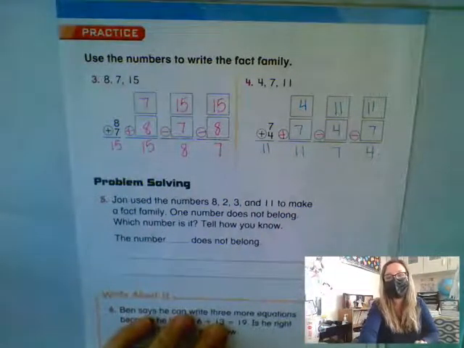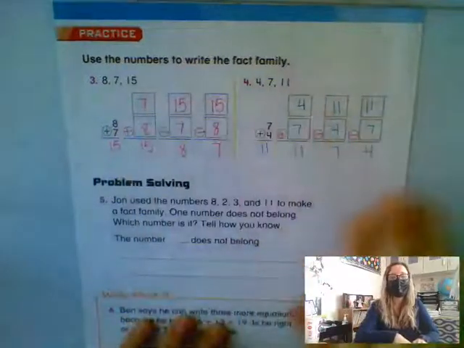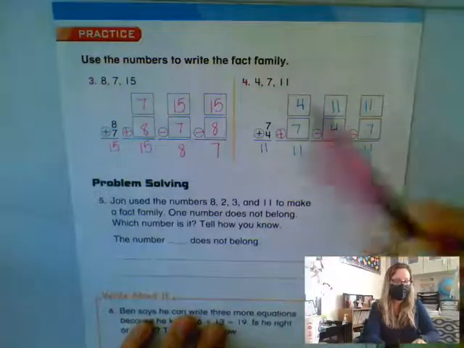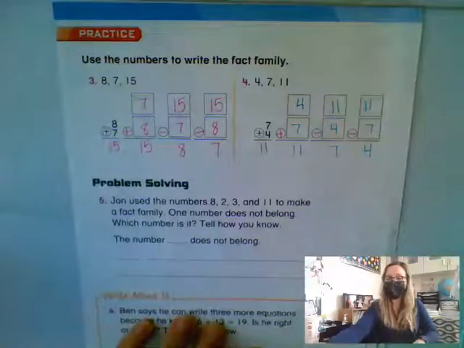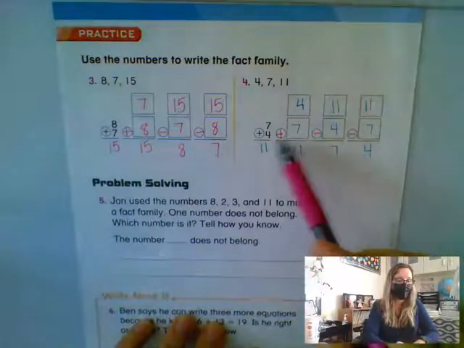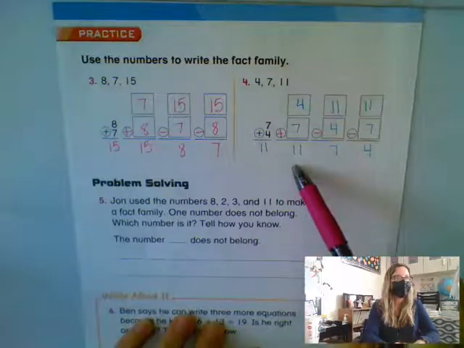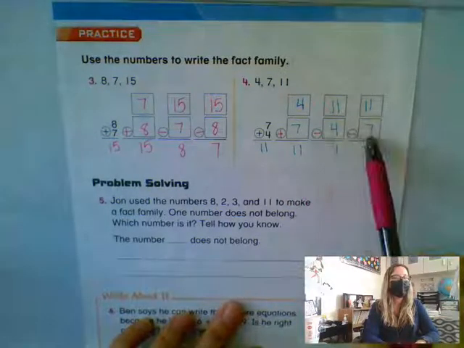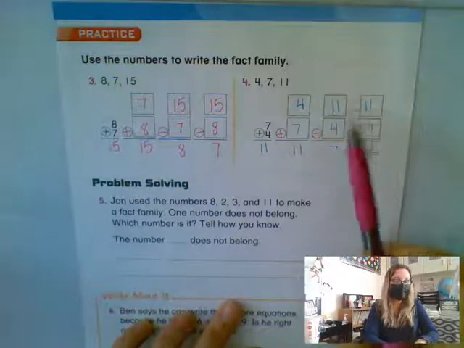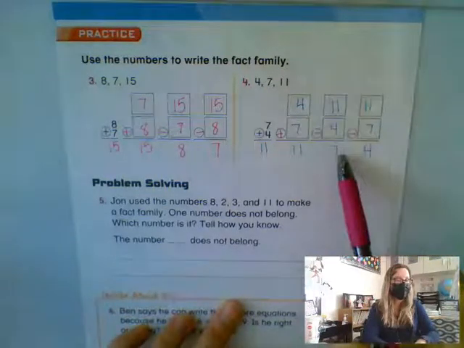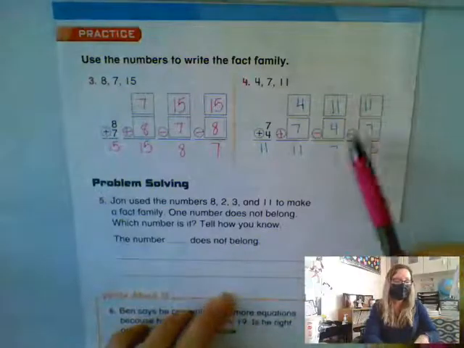All right, so friends at home and friends here in the classroom, very quickly, I want you to check over your work. You should have had 7 plus 4 equals 11. Your other sentence should be 4 plus 7 equals 11. Your subtraction, you should have 11 at the top of both. One of them should say 11 minus 4 is 7. The other one should say 11 minus 7 is 4.